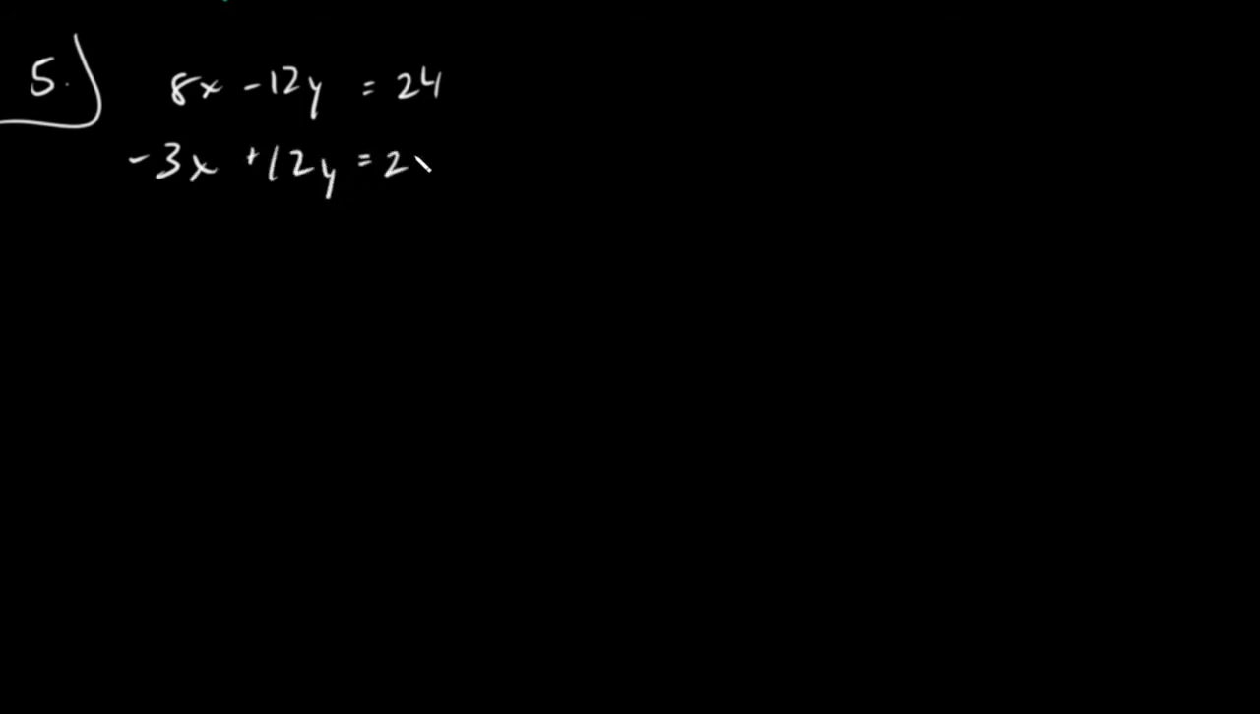Number 5. That's the one we're on. We're on number 5. 8x minus 12y equals 24, and then negative 3x plus 12y equals 21.